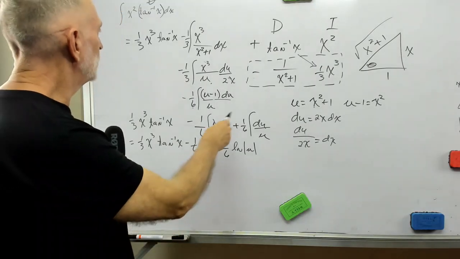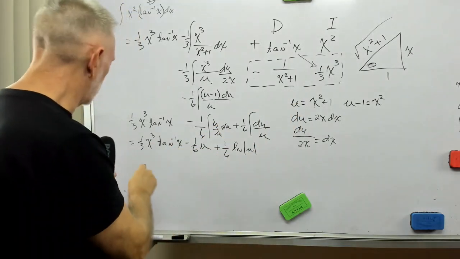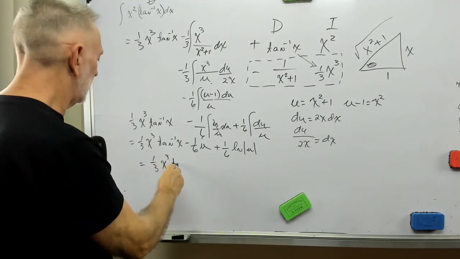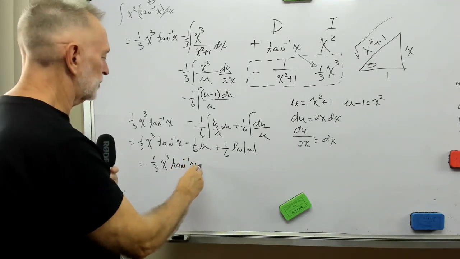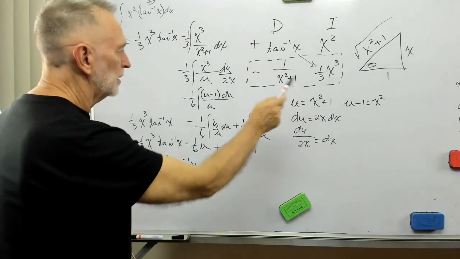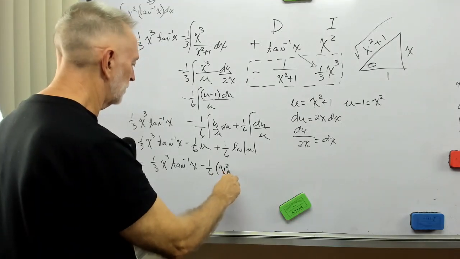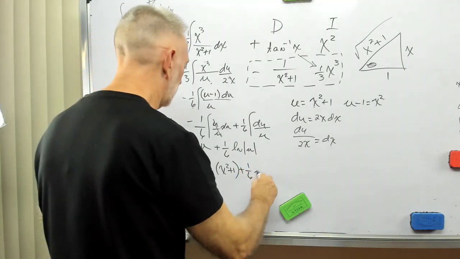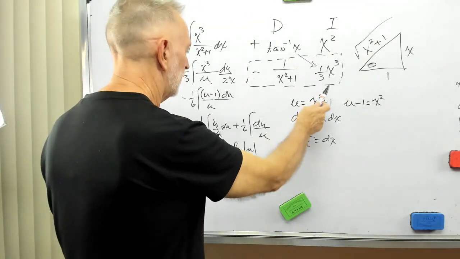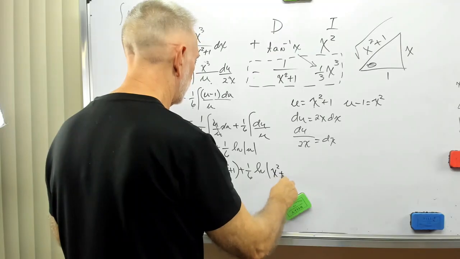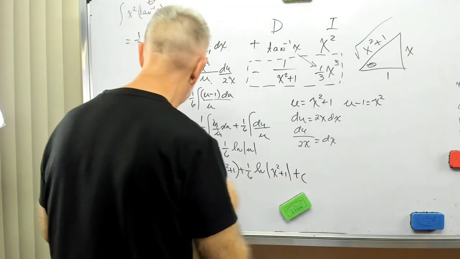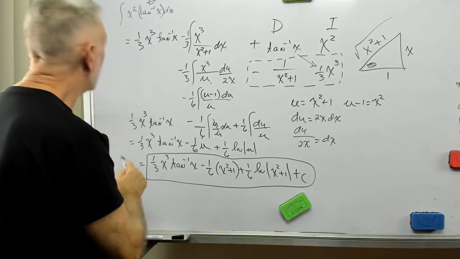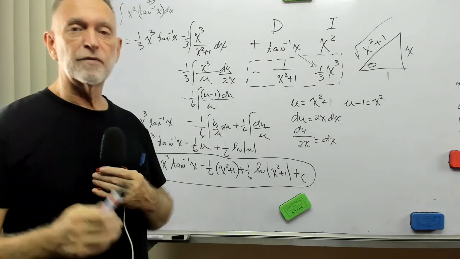Well, what was u? U was x squared plus 1. So we have 1/3 x cubed tangent inverse x minus 1/6 x squared plus 1 plus 1/6 natural log of x squared plus 1 plus c. And that, my friend, would be the integral of x squared tangent inverse x.